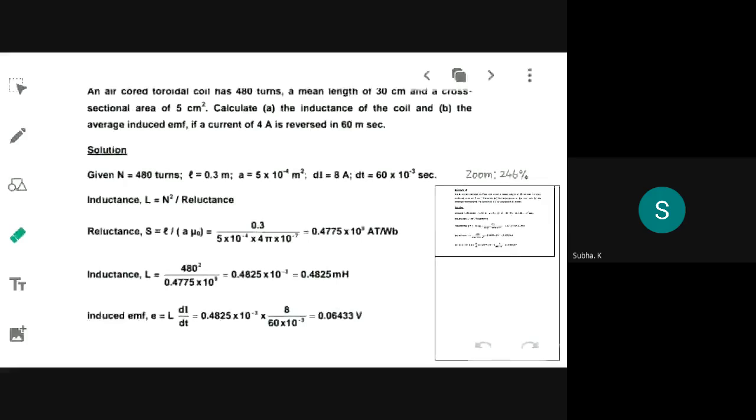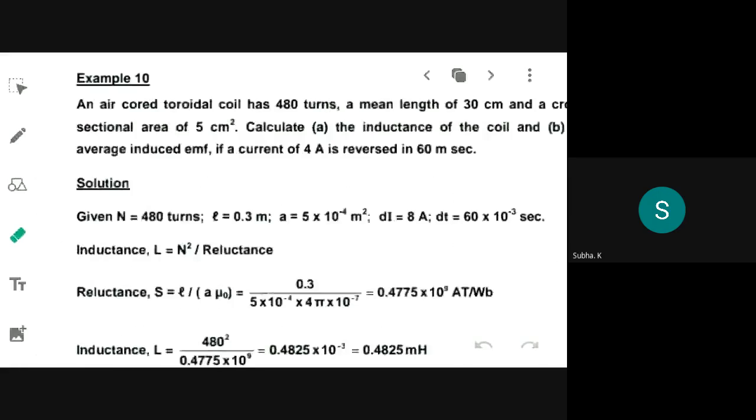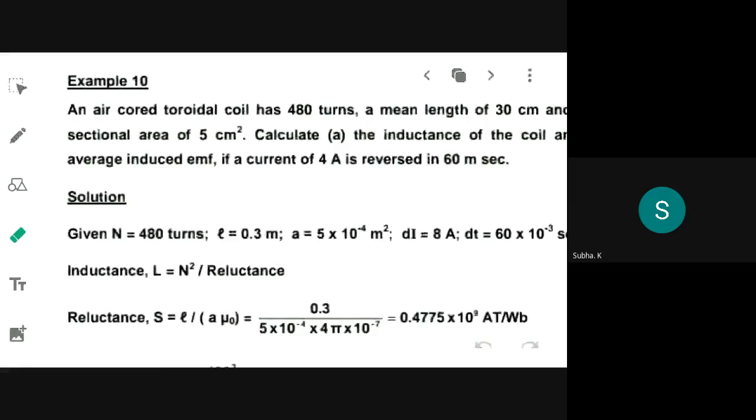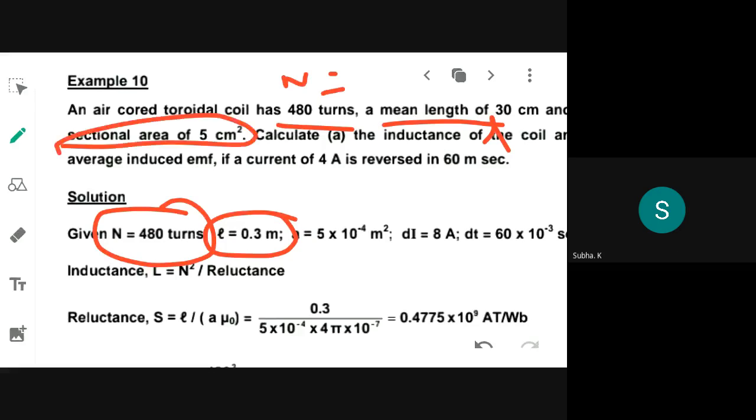Now comes a different problem. What is given in the problem? N equal to 480 turns. Then L is equal to 30 centimeter, that is 0.3 meter. Then the cross sectional area A is given.